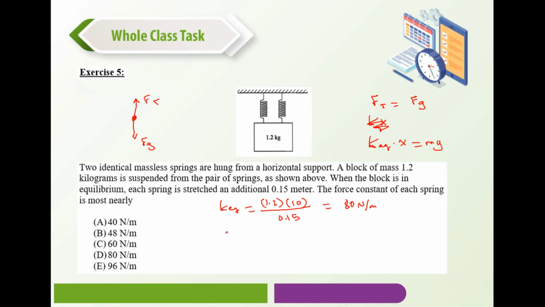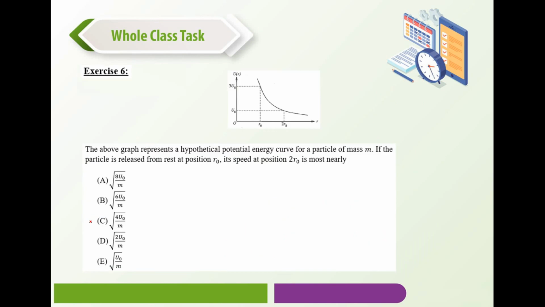Then because these are in parallel, K equivalent would be the first spring plus the second spring, knowing that they are identical. Then the equivalent stiffness is given by double the stiffness of each spring. Then K is given by 80 divided by 2, and that would be 40 newtons per meter, which makes A the correct answer.